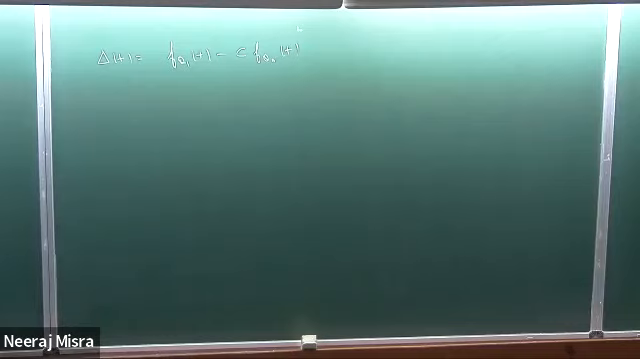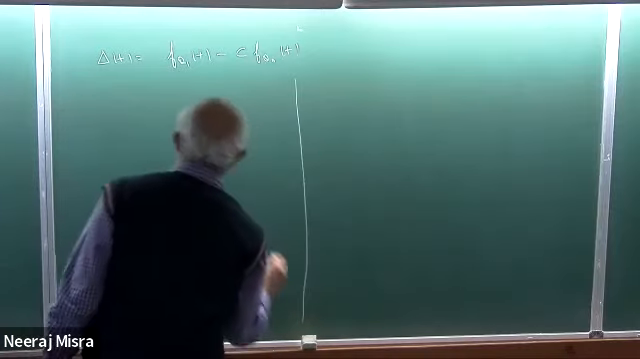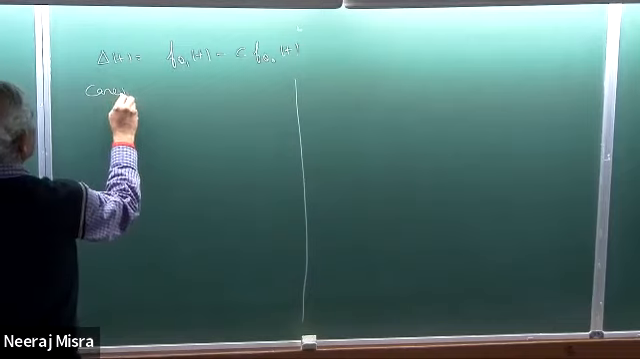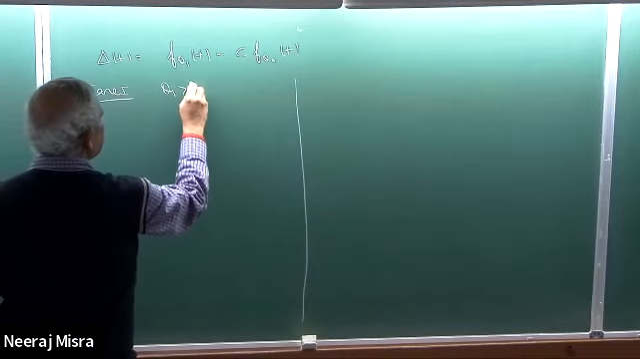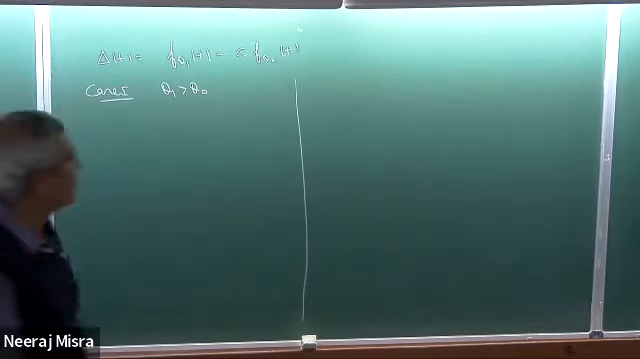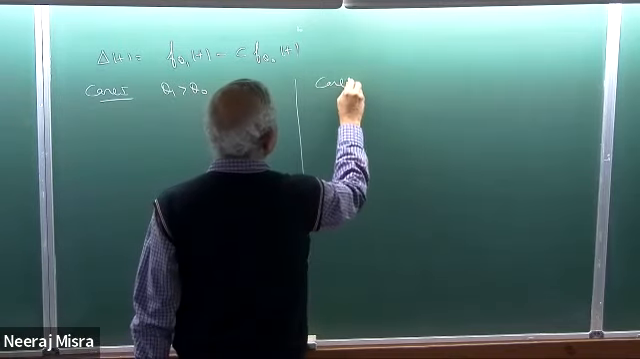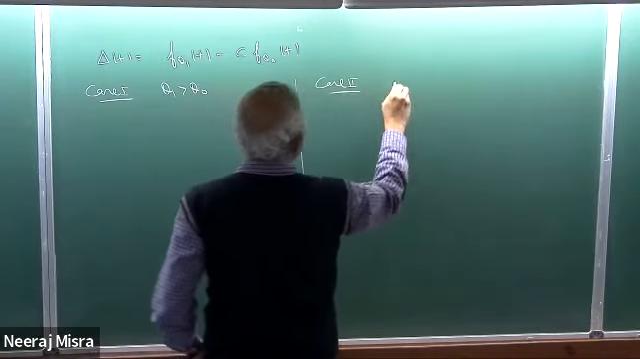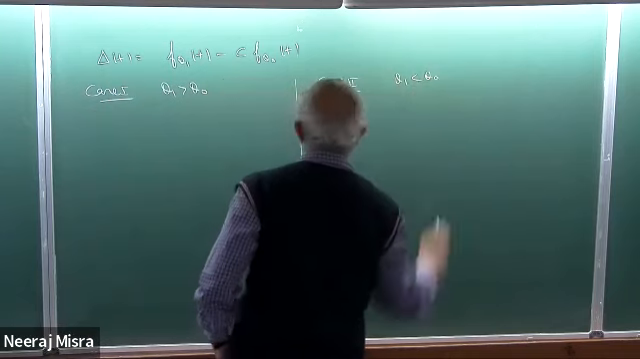Now here, different cases would come because t is bigger than theta. So the range could be theta naught to infinity or theta 1 to infinity. You have to consider two cases separately, where theta 1 is bigger than theta naught and theta 1 is less than theta naught. So let us consider both cases. Case 1, theta 1 is bigger than theta naught. Case 2, theta 1 is less than theta naught.